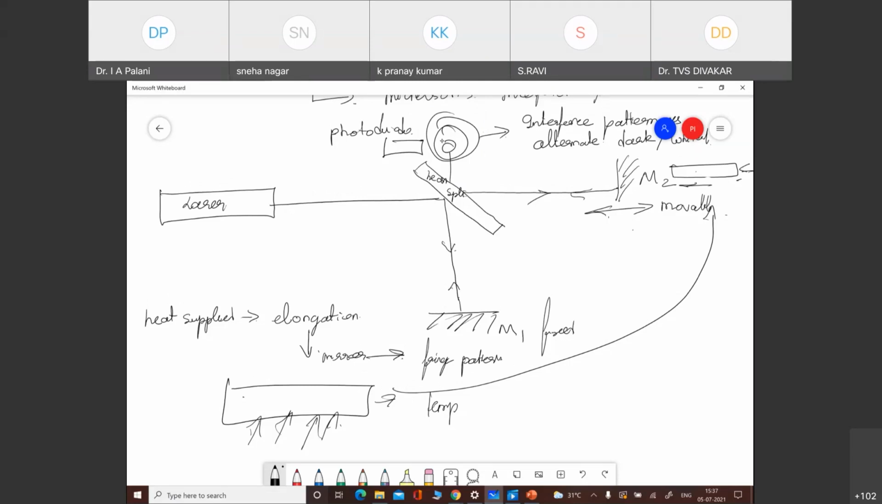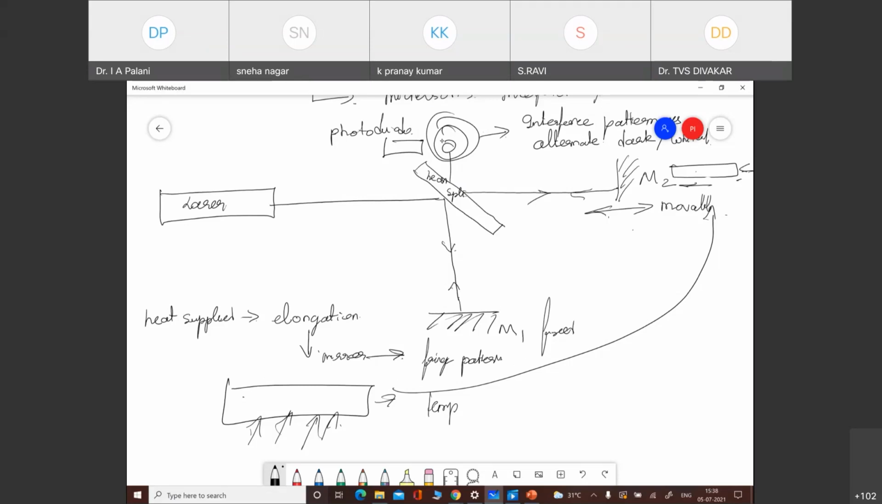However much heat is supplied, it is translated in terms of elongation, so you can easily calibrate how, with respect to the temperature, the variation in fringe pattern happens. This is a very good setup. In fact, faculty can demonstrate this setup in their laboratory at a very low cost.